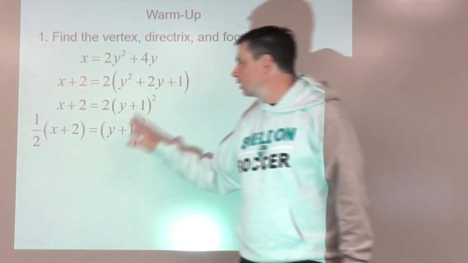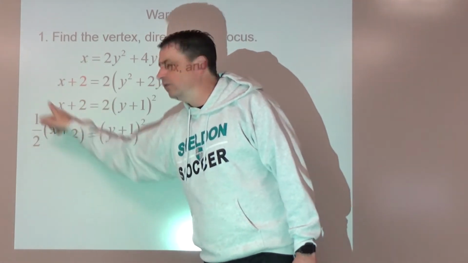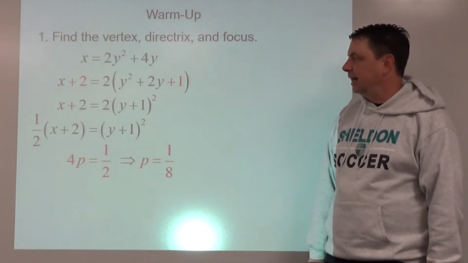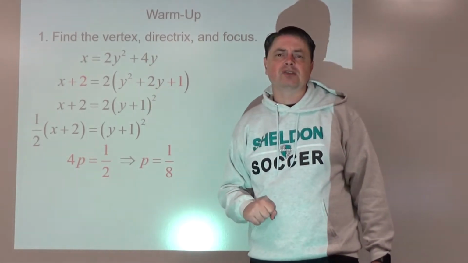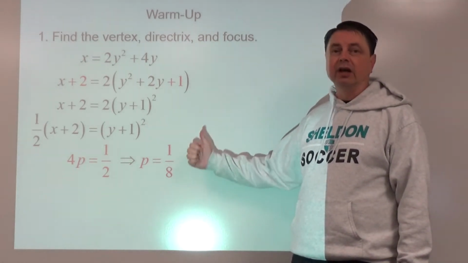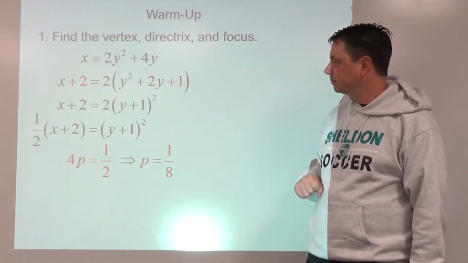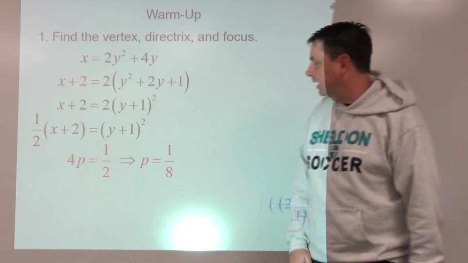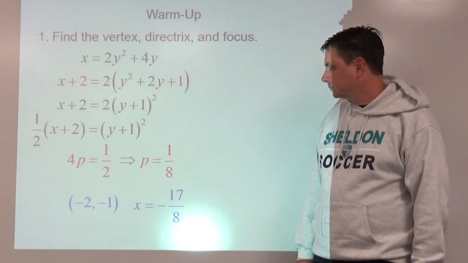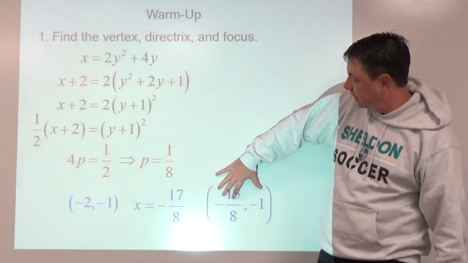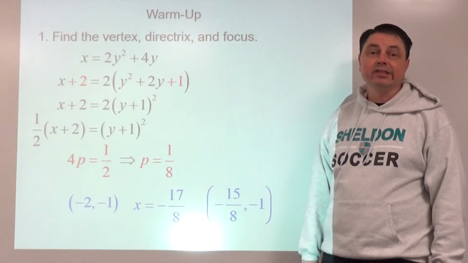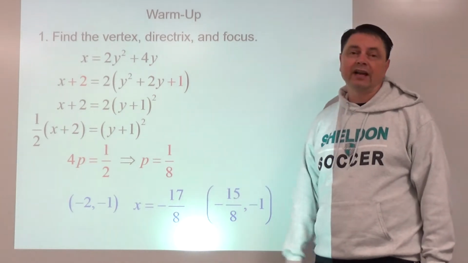Okay? We've got our k, we've got our h, and we've got our 4p. 1/2 is 4p. So that tells us that p is 1/8. Because y is being squared, we're talking about a horizontal axis. So we would be going 1/8 to the right to get to the focus, with our vertex at -2, -1. 1/8 to the right takes us here, and then 1/8 to the left gets us to the directrix. Since our axis is horizontal, the directrix is going to have to be vertical.